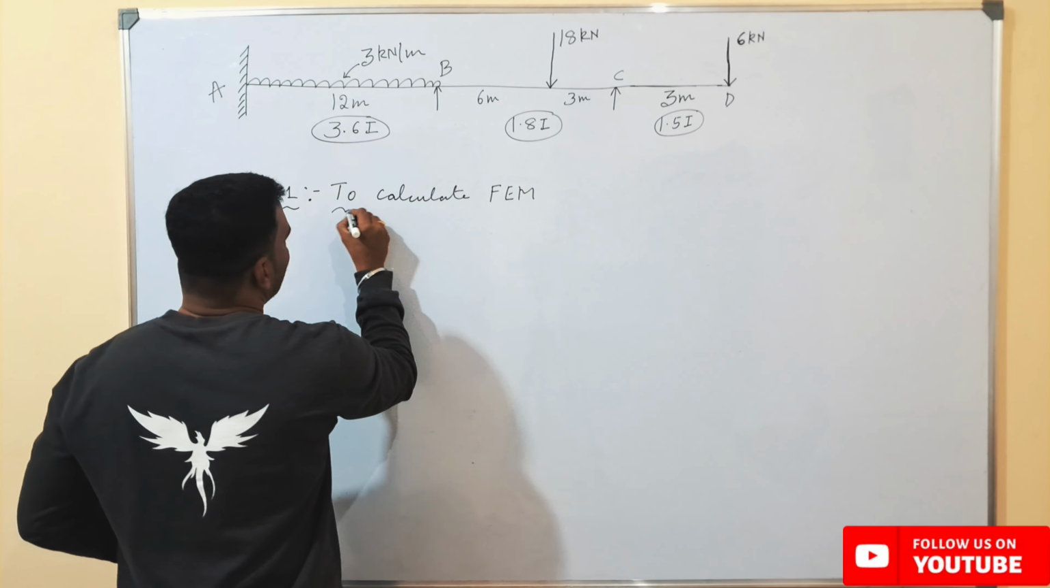To find the stiffness, we need to consider the far end conditions. If I take the member BA, B is the near end and A is the far end. The far end is fixed here. Whenever the far end is fixed, the stiffness is equal to I by L. The moment of inertia we have taken here is 3.6I upon the total span, that is 12 meters, which will be equal to 0.3I.